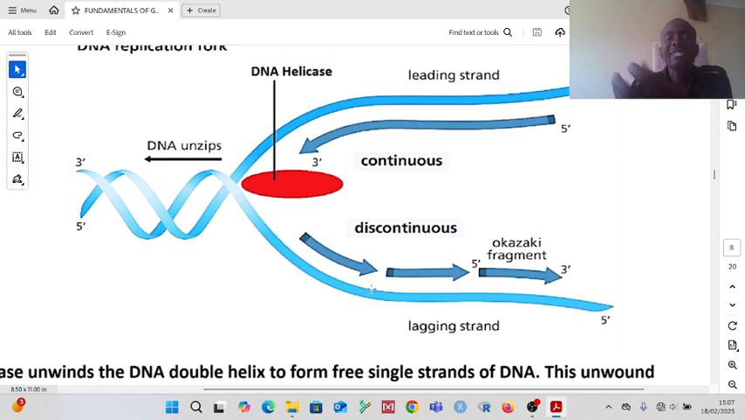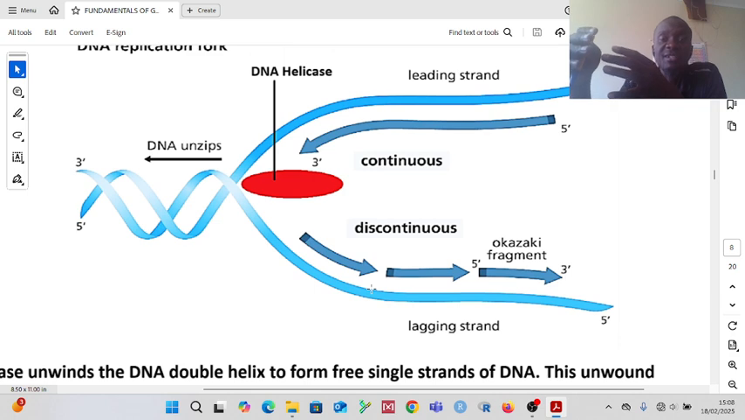Because it is happening inside our cells, it is controlled by enzymes. Which enzymes are these? The most important ones. DNA helicase, yenye inararua, unwind, it cuts the hydrogen bonds.